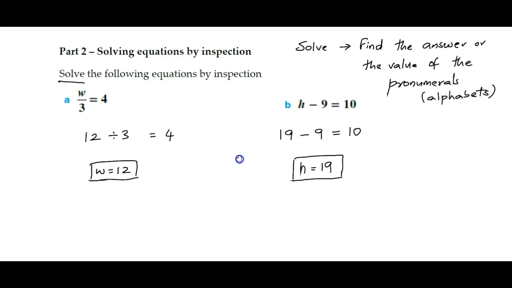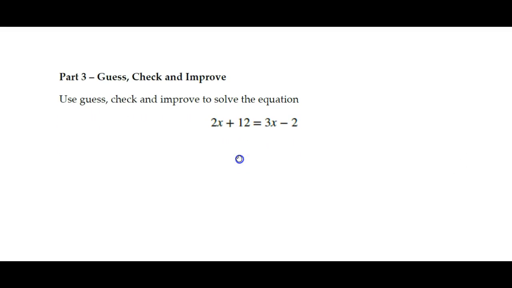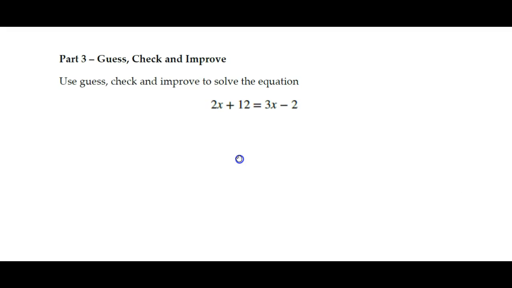Now moving on to a final part of our lesson. We're going to guess, check, and improve. Or in other words, we can call it trial and error, which was the title of today's lesson. So they want us to use guess, check, and improve to solve the equation. Now again, solve the equation means find a value for the pronumeral, which in this case is x, that's going to satisfy this question. So let's read this question. 2x plus 12, which means 2 times x plus 12, and that's equal to 3 times x minus 2.